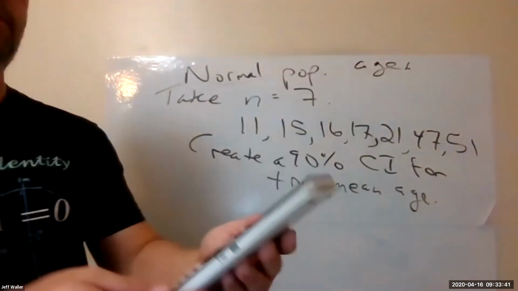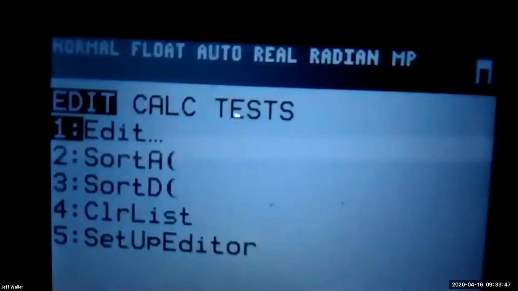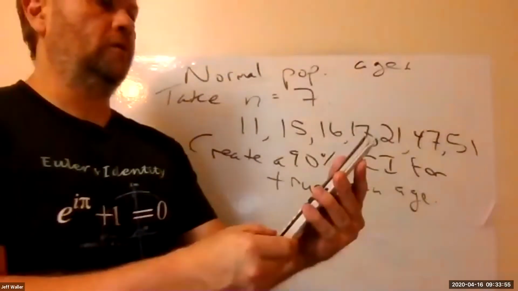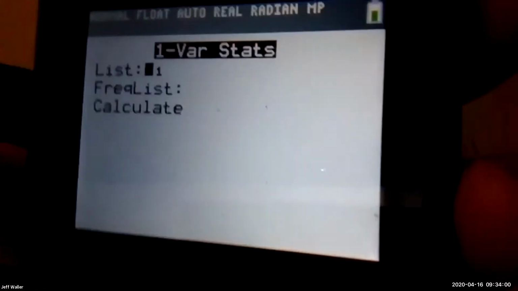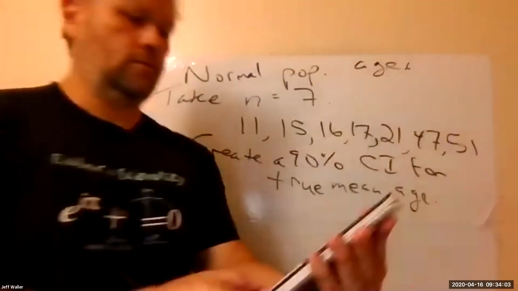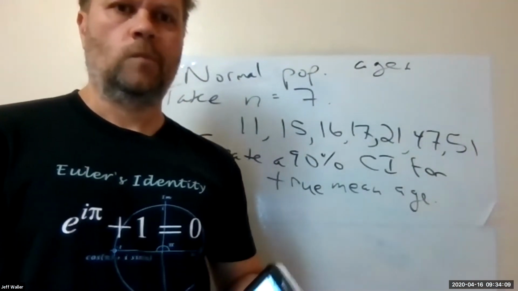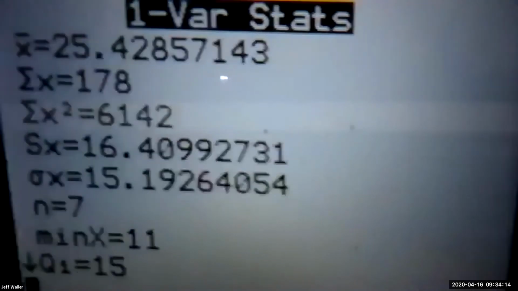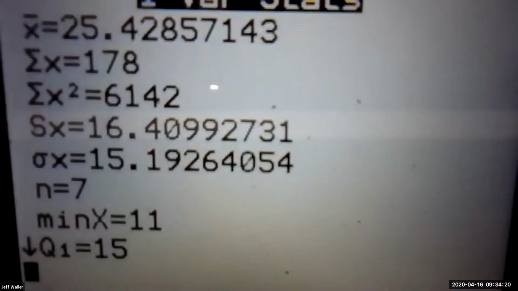Then you go to stat, calc, OneVarStats. Good old OneVarStats. Can you guys see that? Yes. So L1, I got no frequency list. All right. So I get these things. There they are, Jeff. Is that what you guys got? Anybody having trouble with that?